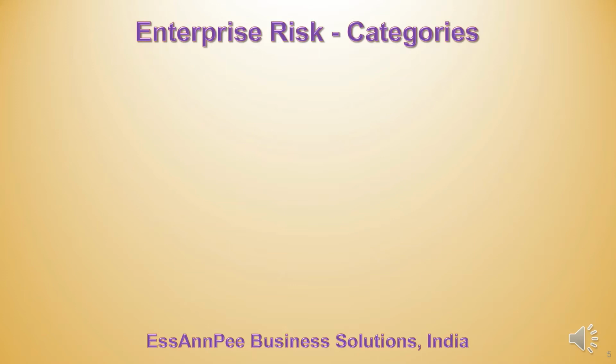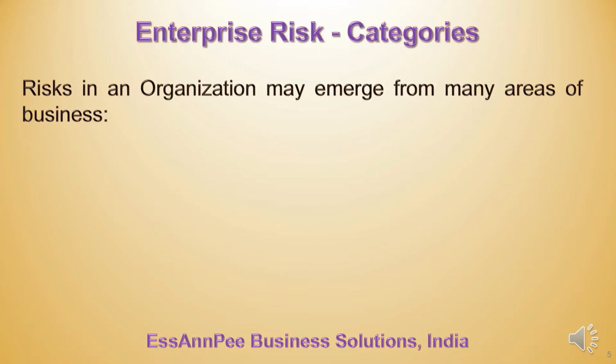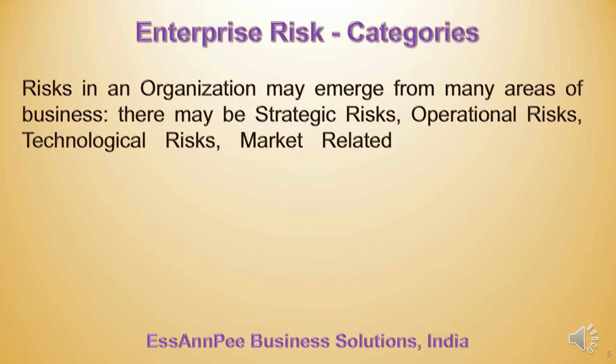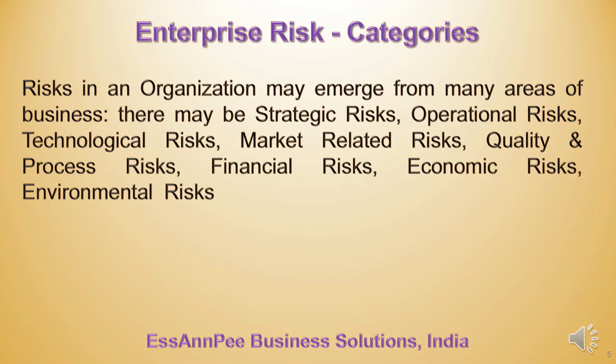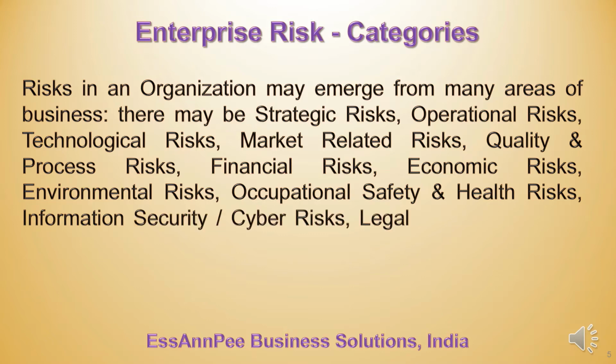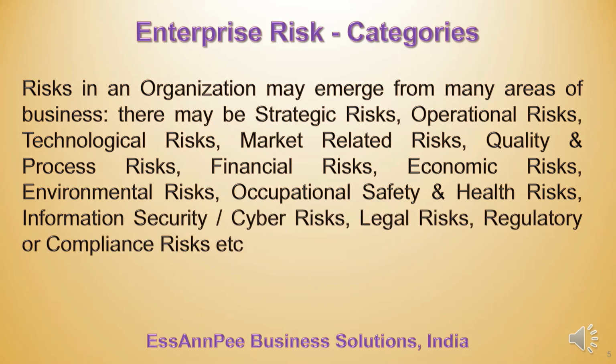Enterprise risk categories. Risks in an organization may emerge from many areas of business. There may be strategic risks, operational risks, technological risks, market-related risks, quality and process risks, financial risks, economic risks, environmental risks, occupational safety and health risks, information security, cyber risks, legal risks, regulatory or compliance risks, etc., as shown in the next slide. Let's now discuss enterprise risk categories with examples.